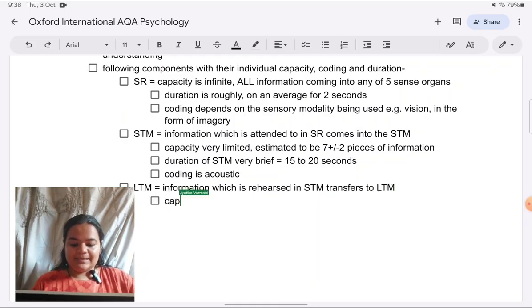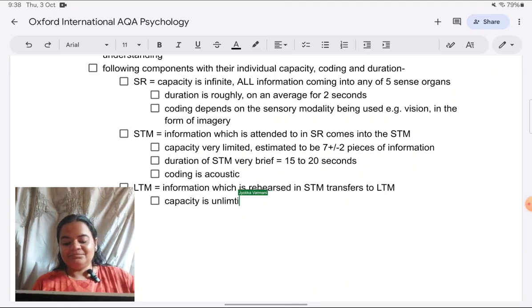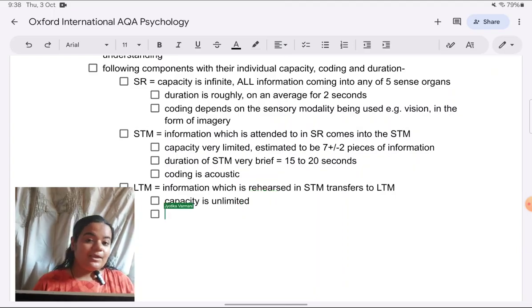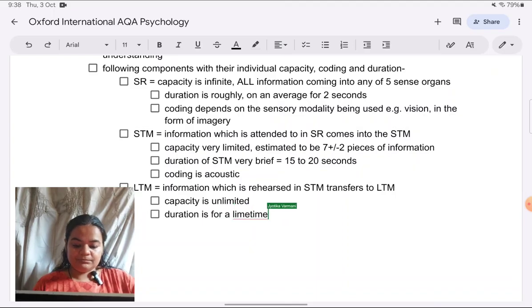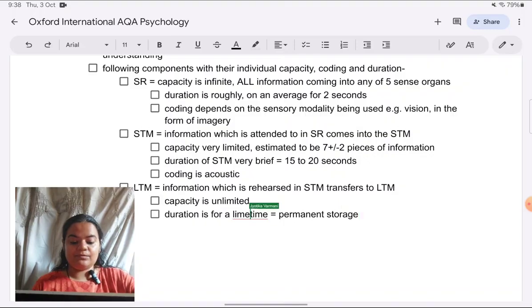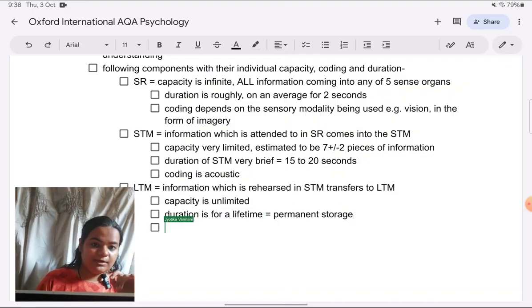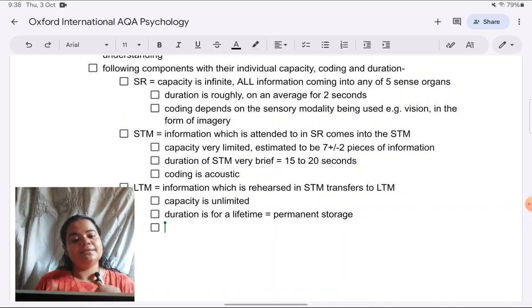Okay, capacity is unlimited. Just now we wrote an answer about long-term memory and we saw there can be facts, events, procedural information, how to carry out a procedure. So the amount of information is unlimited. Duration is for a lifetime. It's a permanent storage. So it is estimated that whatever information is there in long-term memory stays forever. It can get suppressed, but it does not get forgotten.